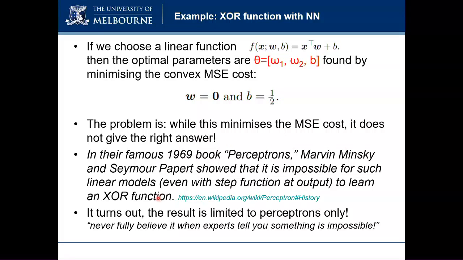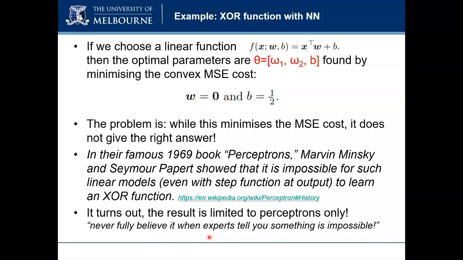Okay, here's the history thing. It showed that it's impossible for such linear models, even with a step function at the output, to learn the XOR function, and that's what killed it. So people got disappointed. This is my interpretation. It turns out this result was only limited to the perceptrons. And that's what I tell you. You can quote me on this.